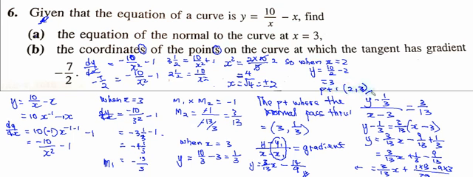Second point is when x equals minus 2, y equals 10 over minus 2, minus 2. Okay, now this becomes minus 5, this one plus 2, this becomes minus 3. Okay, so now the point 2, the answer, the point here would be x is minus 2, y is minus 3. Okay, so that is the answer for part 2.